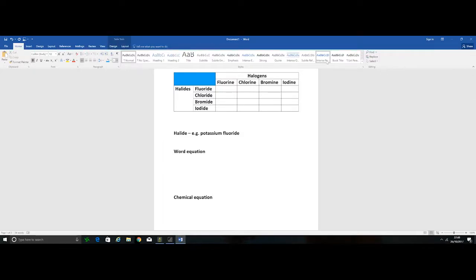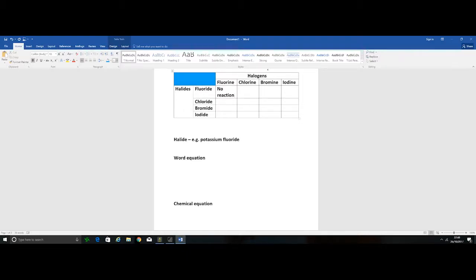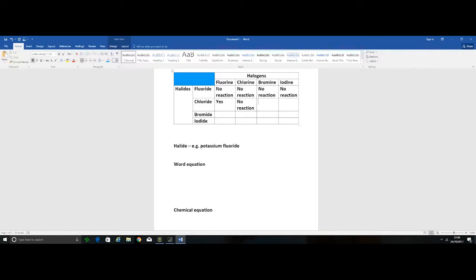So here with fluorine and fluoride, there's going to be no reaction because it's the same thing. Can chlorine displace the fluoride? No, it can't. No reaction, because remember, fluorine is the one nobody can mess with, the most reactive. Now here's the question, can fluorine displace the chloride ion? Yes, it can. And here there's going to be no reaction because it's the same thing.